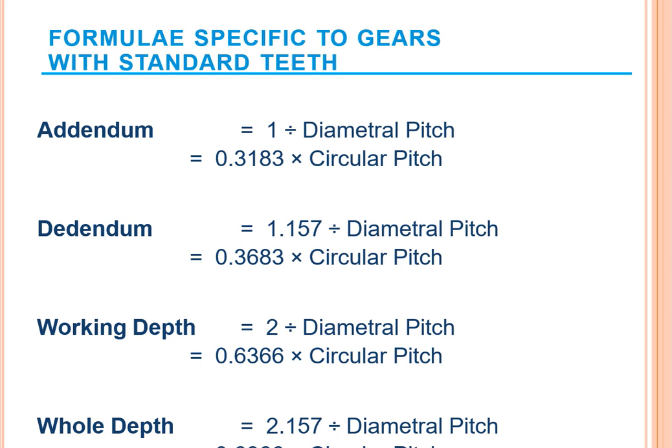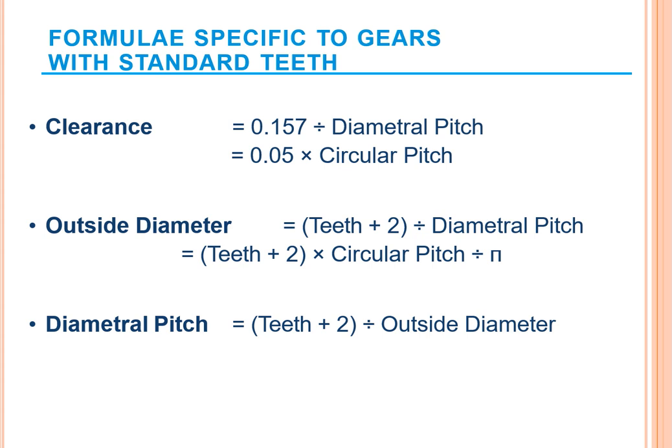What are the standard formulas used for gears with standard teeth? If you want to calculate addendum, it is 0.3183 into circular pitch. Dedendum is 0.3683 into circular pitch. Working depth is 0.6366 into circular pitch. Whole depth is 0.6866 into circular pitch. Clearance is 0.05 times circular pitch. Outside diameter is teeth plus 2 into circular pitch divided by pi. Diametral pitch is teeth plus 2 divided by outside diameter.